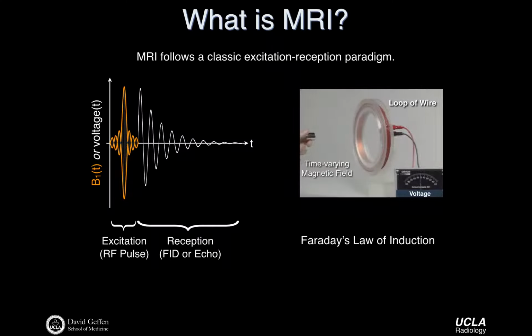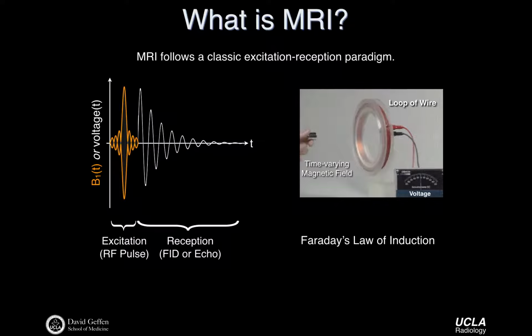Quite simply, Faraday's law of induction tells us that if we have a time-varying magnetic field, in this case a guy moving a magnet back and forth, relative to a loop of wire or a coil, that will induce a voltage that's detectable and measurable. And that's really kind of magical when you think about it. And this is exactly what happens in an MR experiment.